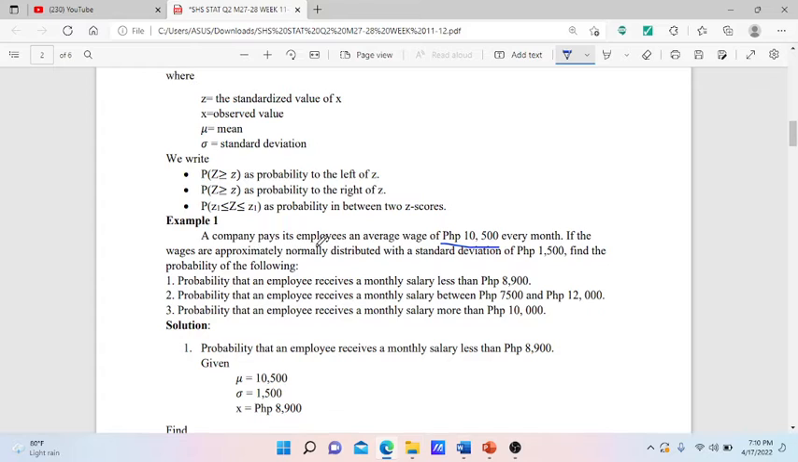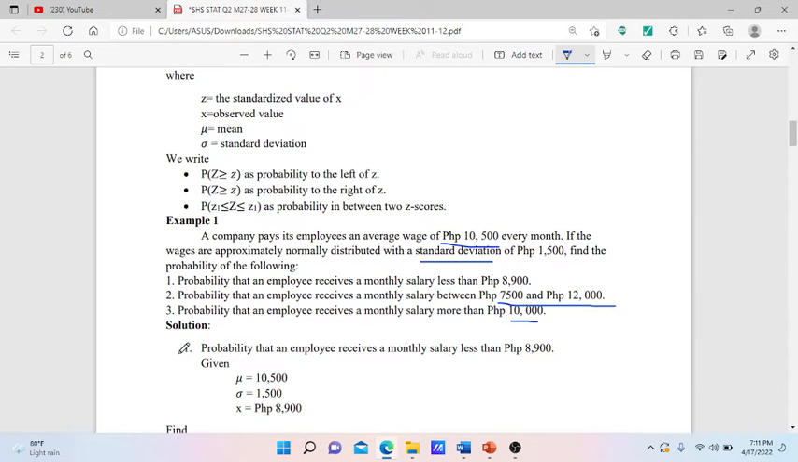For example, a company pays its employees an average wage of 10,500 every month. If the wages are approximately normally distributed with a standard deviation of 1,500, take note, the standard deviation is 1,500. Find the probability of the following. Number 1: the probability that an employee receives a monthly salary less than 8,900. Number 2: the probability that an employee receives a monthly salary between 7,500 and 12,000. Number 3: the probability that an employee receives a monthly salary more than 10,000.